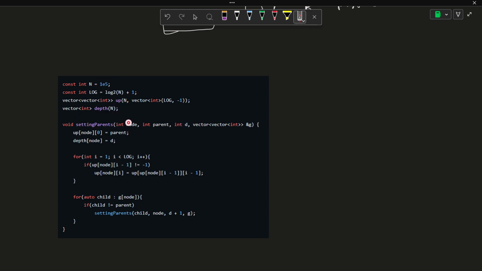Now I call the setting parents function. This is going to receive a node, the parent, the current depth and the adjacency list. Now up of node of 0 is always going to be my parent, right? I told you about the base case. So how do we solve this? We set up of node of 0, that is the immediate parent of my node, as the parent. This I can obviously get through the traversal because I am receiving the parent here. I set the depth of node as d.